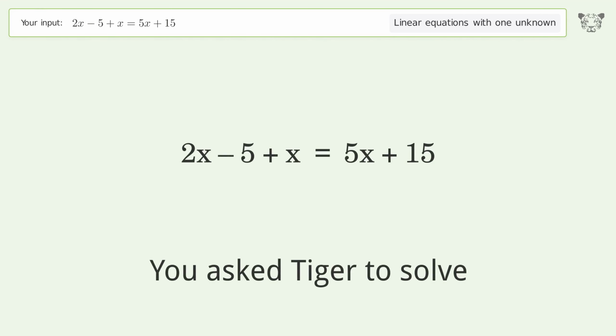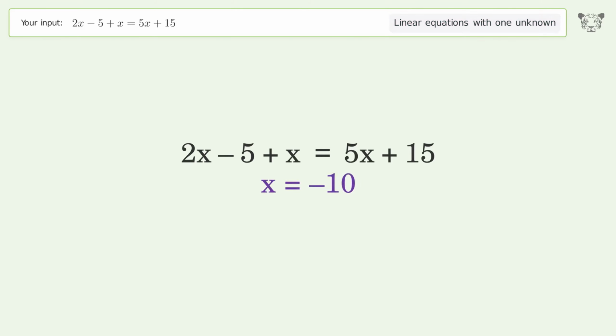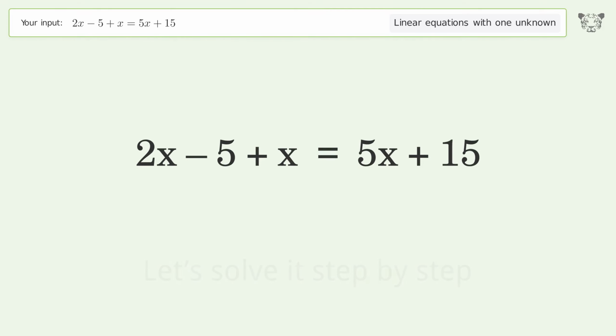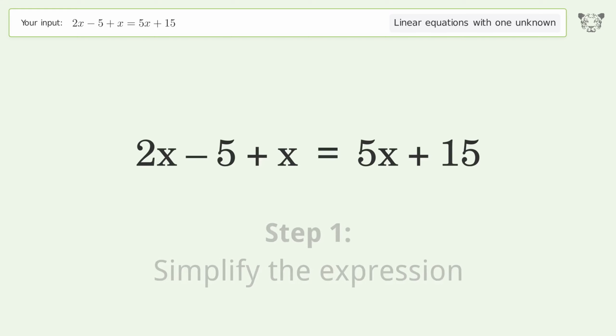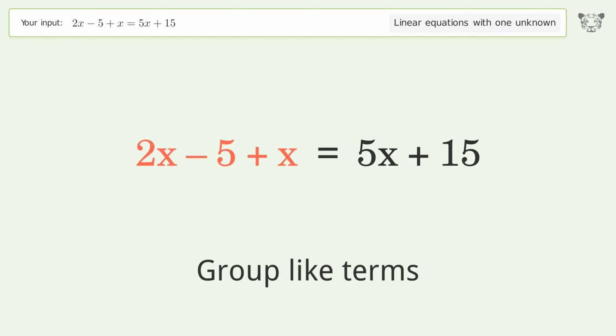You ask Tiger to solve. This deals with linear equations with one unknown. The final result is x equals -10. Let's solve it step by step. Simplify the expression. Group like terms.